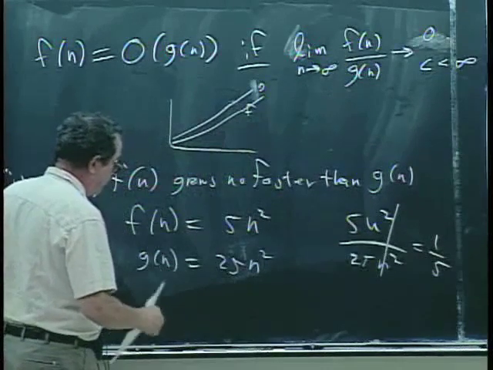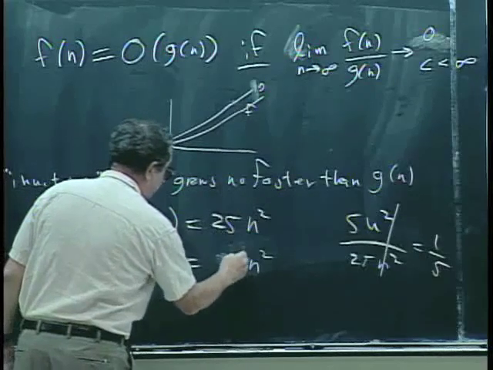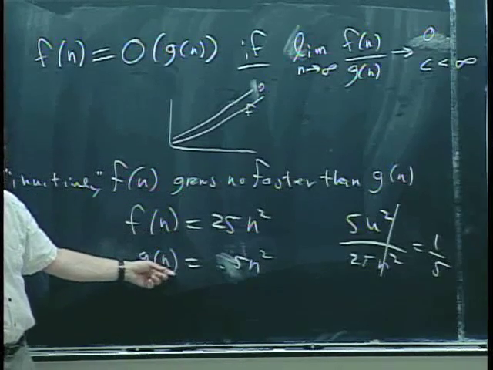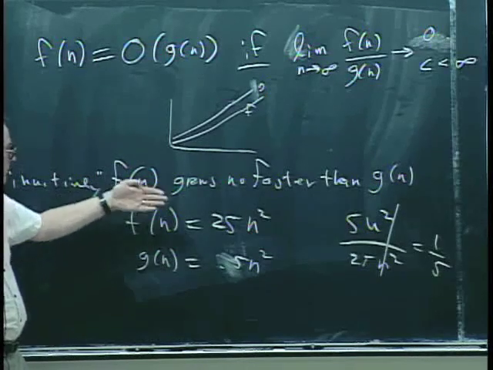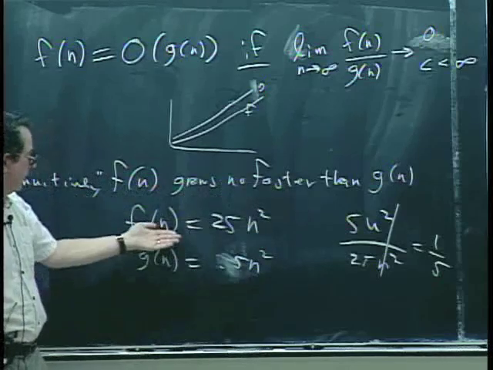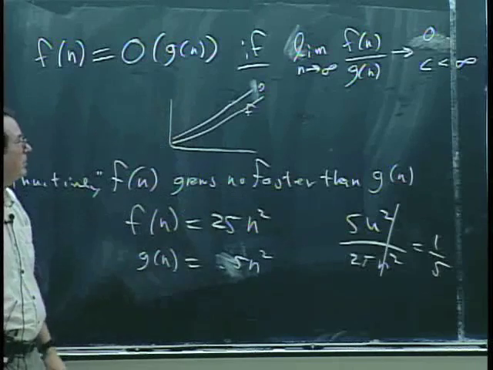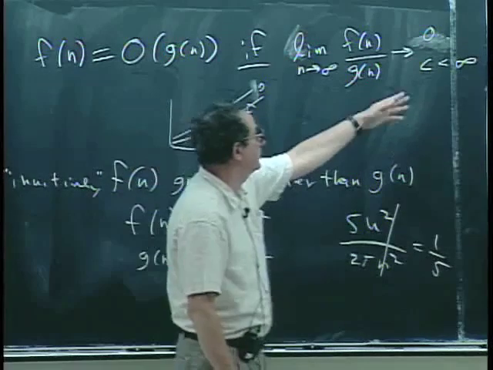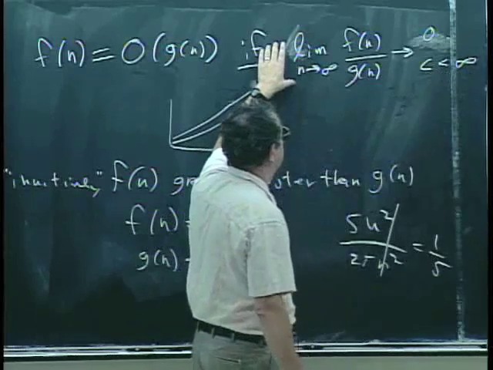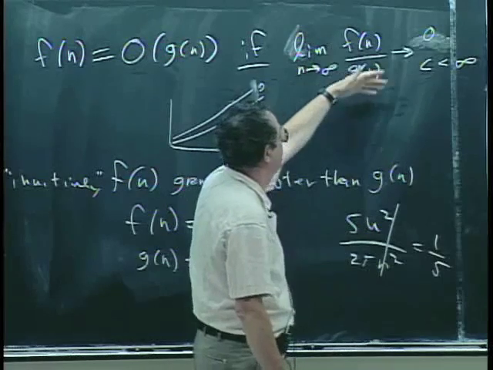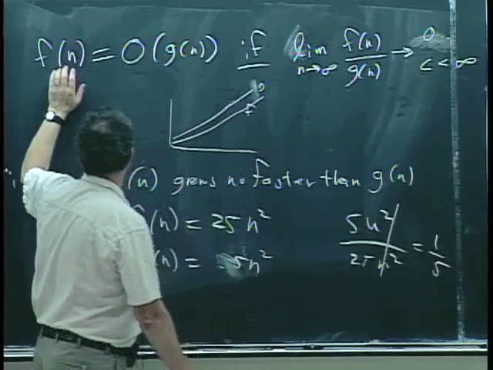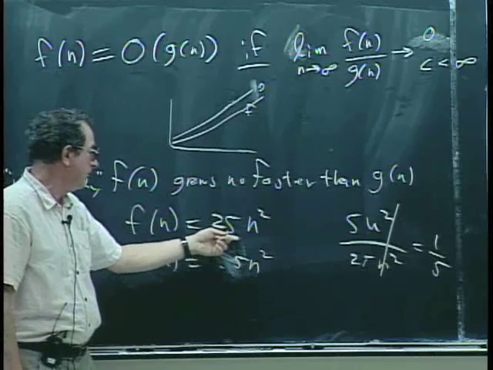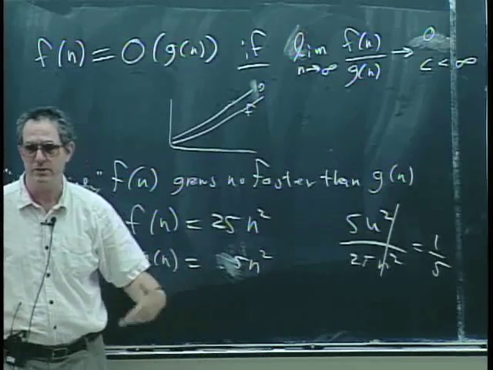Now what happens, however, if we do 25 and 5? Then certainly F is bigger than G. It's growing bigger than G. We wanted intuitively that F grows no faster than G, but if you take the formal definition, if you take the limit of the ratio, what do you get? You get 5. Well, 5 is a constant less than infinity, so we've satisfied this definition. The limit of the ratio of F and G goes to this constant 5, which is less than infinity. And so that says that 25n squared is big O of 5n squared. And yet, 25n squared is always bigger than 5n squared. So what can we conclude from this?